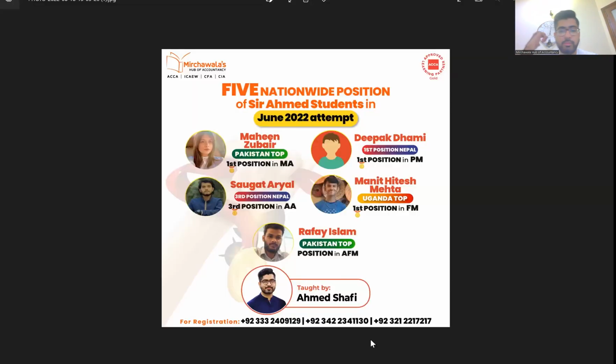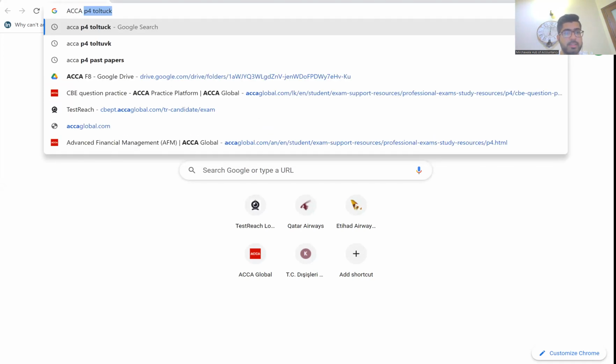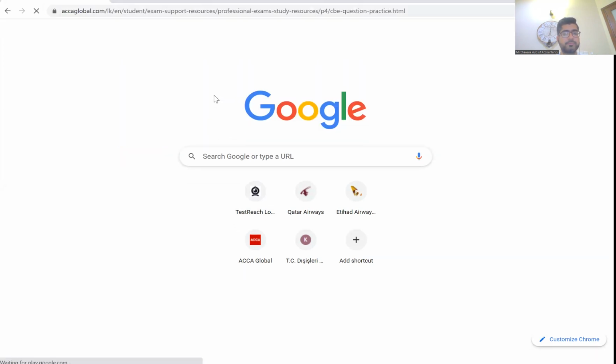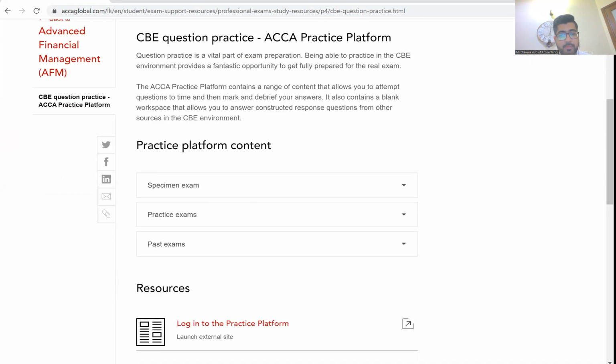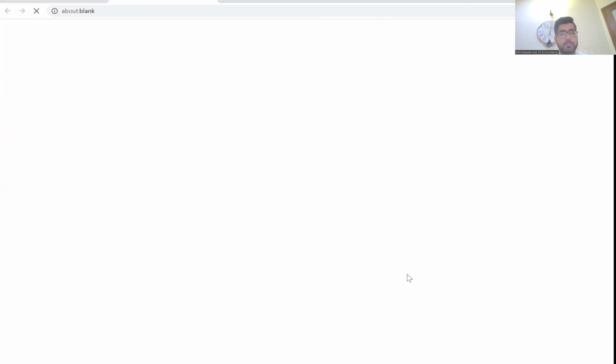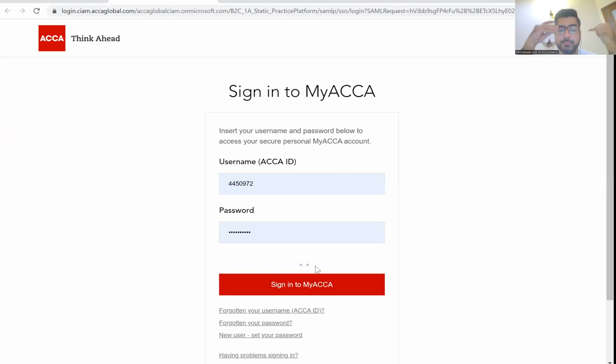Now, I will be demonstrating all of this on the examination software rather than in Excel, because there are slight differences between Excel and the examination software, so it's better to use that. I'm just opening the examination software now. It's called the ACCA CBE practice platform. This is the exact platform which comes in the exam. The login requires your username, ACCA ID, and password. Sign in.